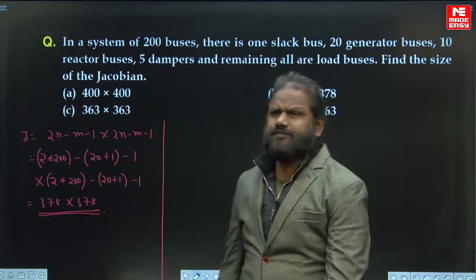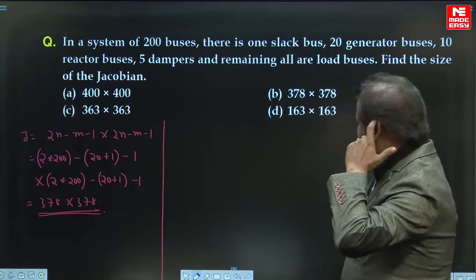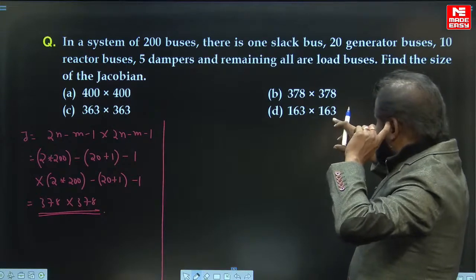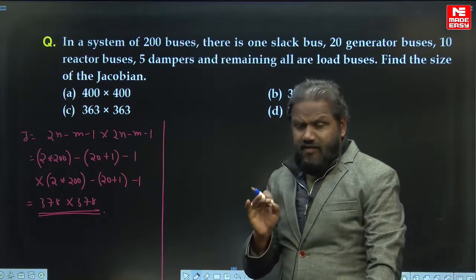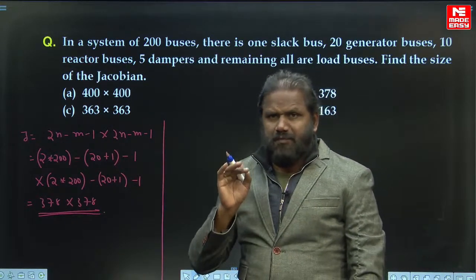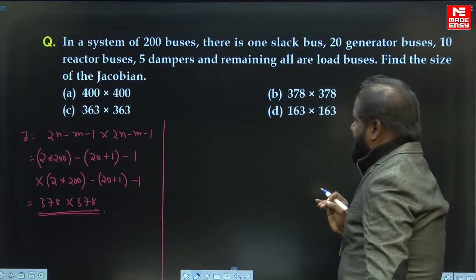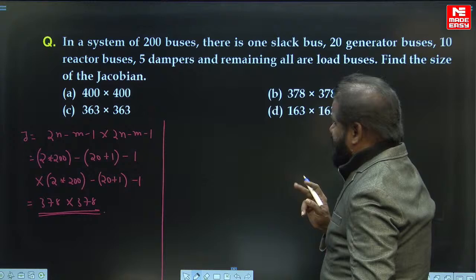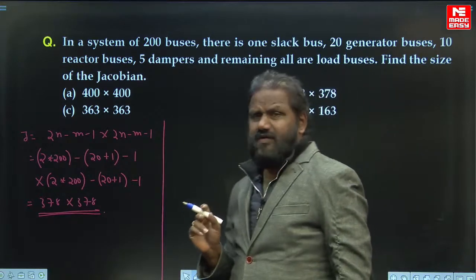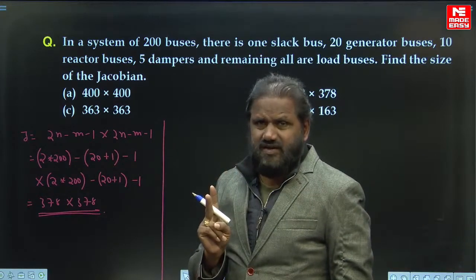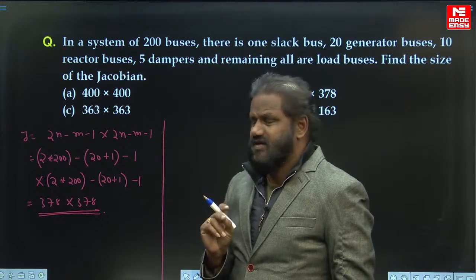So here a very crucial and important point is there. Please pay concentration here. You can observe that 2n you have taken in such a way that for each bus there are two variations.